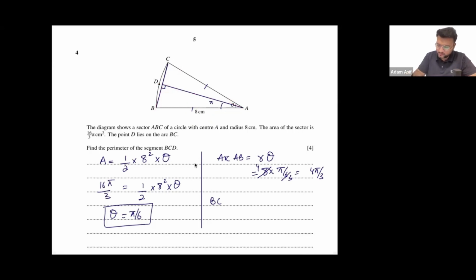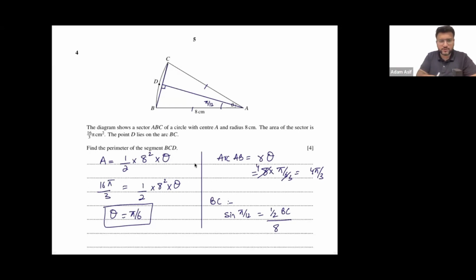Sorry, pi by 12. So we have the angle. We want to find this opposite side. This opposite side is going to be half of BC. So the correct trigonometric ratio that we are going to use is sine pi by 12 equals half of BC divided by 8. Now make sure you convert your calculator to radian mode.